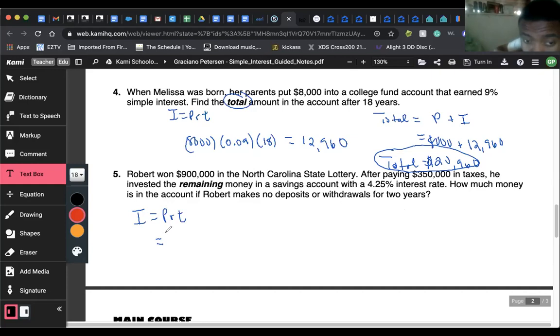Okay, so you have to find an interest. You have to put I over, well, I over PRT, because we don't have to change anything. I just have to plug it in. So what am I plugging in?